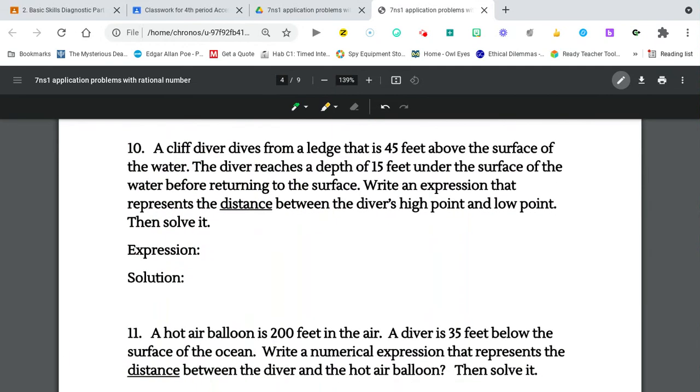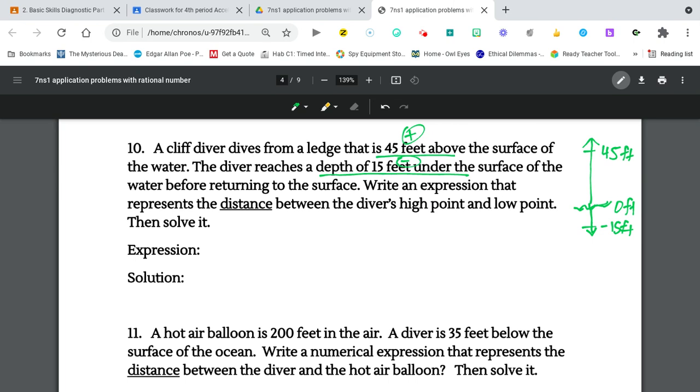All right. Let's take a look at 10. 10 says a cliff diver dives from a ledge that is 45 feet above the surface of the water. Here's my water. There is 0 feet. And say that's 45 feet above. Okay. That's positive. You're above. The diver reaches a depth of 15 feet under the surface of the water before returning to the surface. So he dives off the cliff and he goes under 15 feet. So that would be a negative 15 because he's underwater. Okay. So this would be negative.